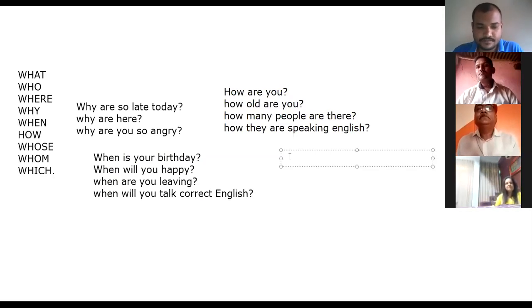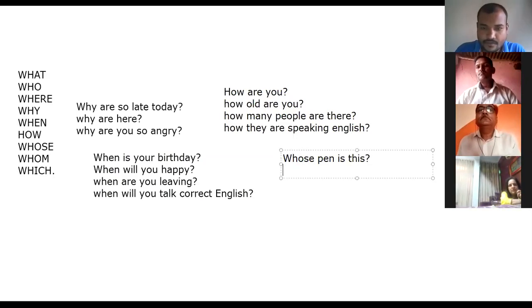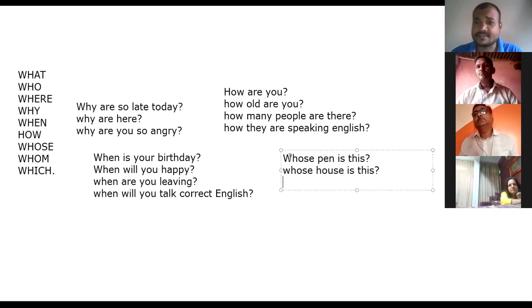Whose? Whose pen is this? Whose house is this? Whose bike is this? Whose book is this? You can frame a lot of questions with whose. Next, whom?